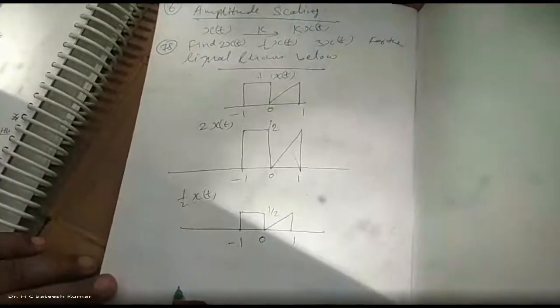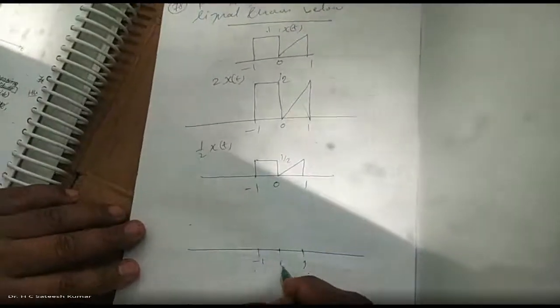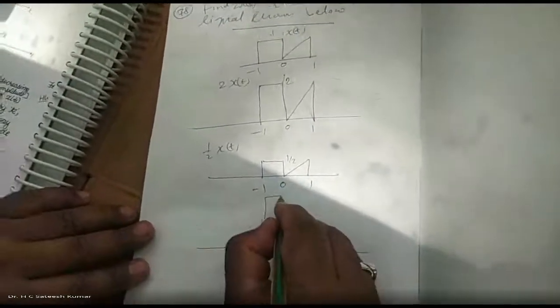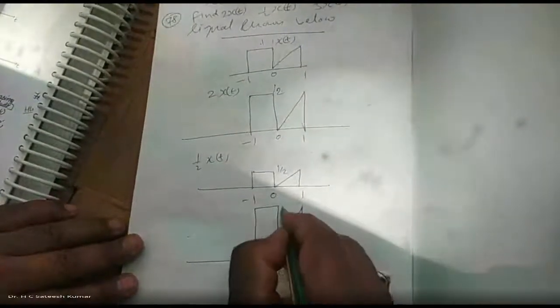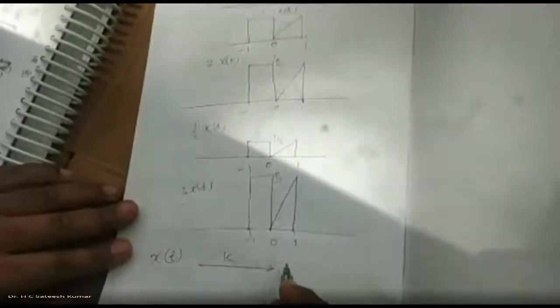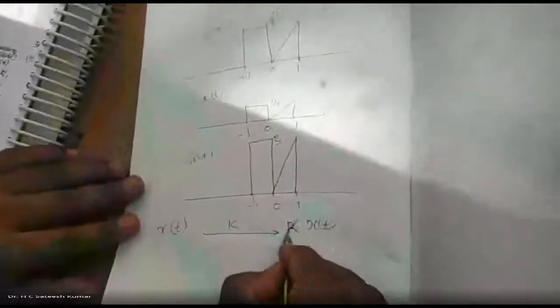Next, 3x of t. 3x of t is nothing but multiplying the x of t by 3. 0, minus 1, plus 1. The time remains same because scaling is done with respect to amplitude. The amplitude becomes 3. That's what you can understand. This is 3x of t. So that means whenever x of t is multiplied by k, you will get k into x of t, the amplitude scaled version.